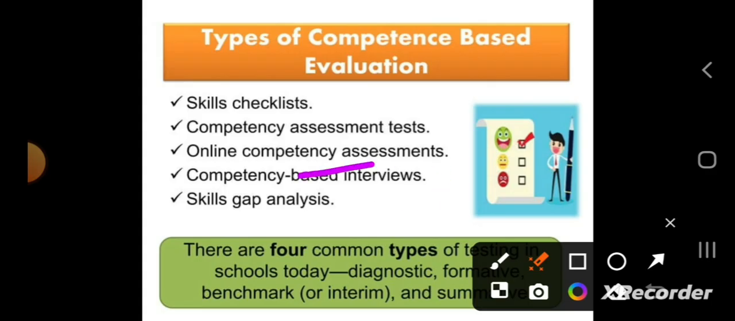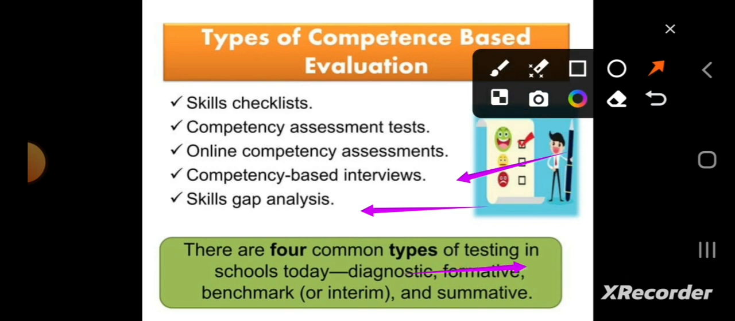Competency-based interviews. Interviews that focus on past behavior and experiences to assess how candidates have demonstrated specific competencies. Questions are often structured to elicit examples of skills in action. Skills gap analysis. A systematic approach to identify the differences between current skills and desired competencies. This analysis helps organizations develop training programs to bridge the gap.